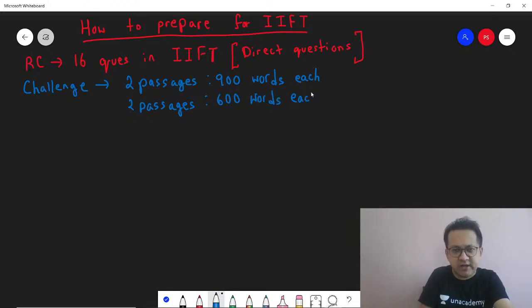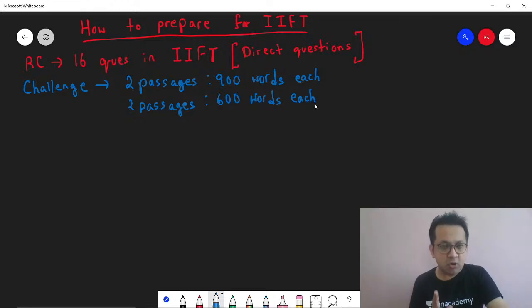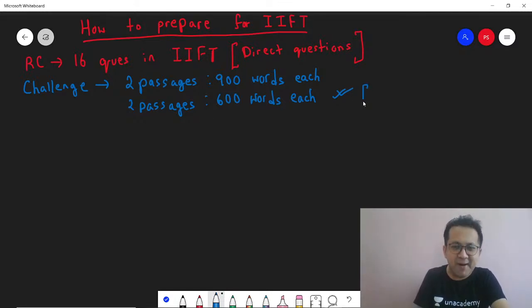So the trick here is you should be attempting on the day of your IIFT exam these two shorter passages for sure. Why? Again, passages are not difficult. You're just going to read the question and look for the answers. You will not read the passage first. You will first read the questions, know what you need to search for in the passage, go back, search for it in the passage, and accordingly mark your answer. These are must do.